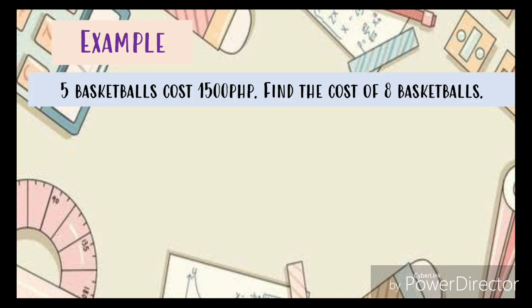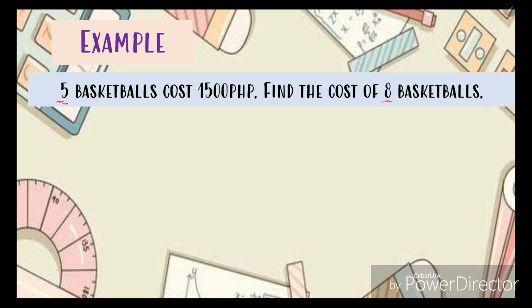So, para maintindihan natin lalo, meron ako ditong halimbawa para sa inyo. So, 5 basketballs cost 1,500 pesos. Find the cost of 8 basketballs. So, ito, ang tawag dito ay direct proportion. Bakit nga ba siya naging direct proportion? So, nakalagay dito sa una nating given, 5 basketballs daw ay nagkakahalagang 1,500 pesos.